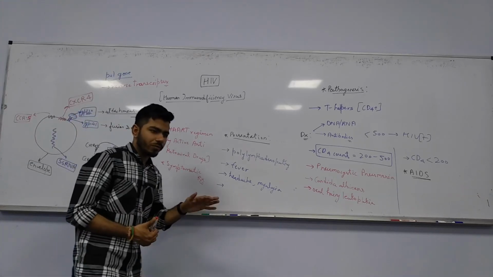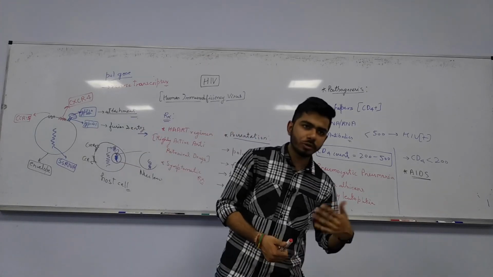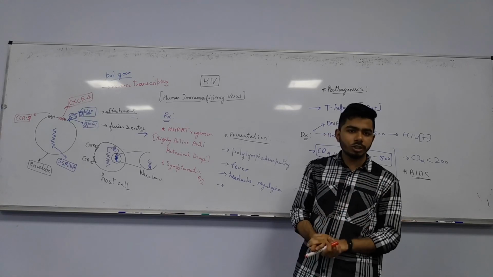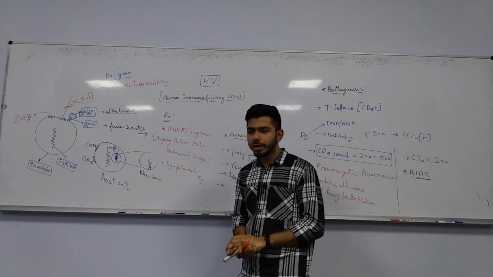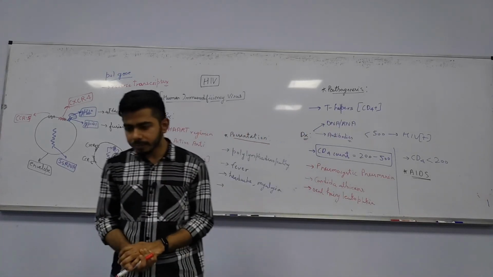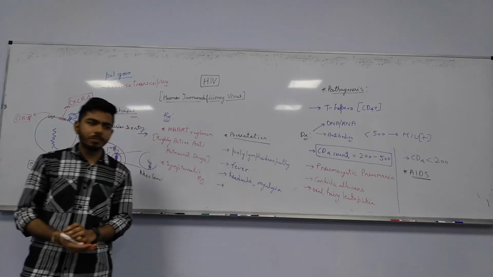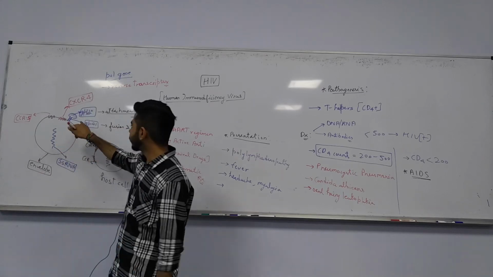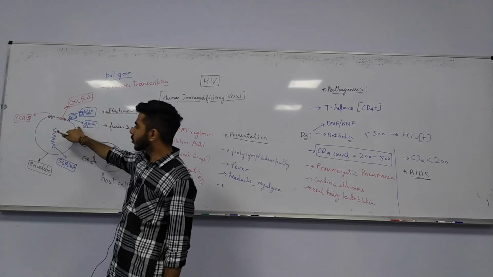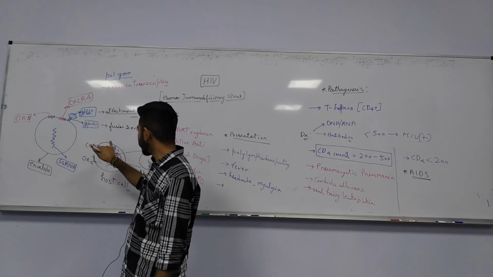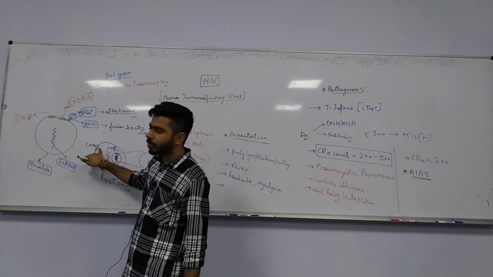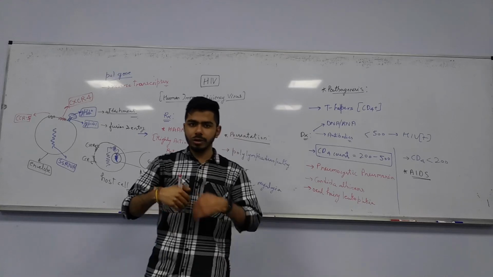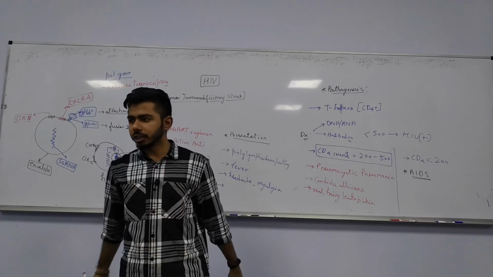So what do you know about HIV, the human immunodeficiency virus? It is an enveloped positive sense single stranded RNA virus, right? Then I told you about the pathogenesis. It has GP120 and GP41. With the help of GP120, it attaches to the host cell membrane, and with the help of GP41, fusion and entry of the HIV happens.